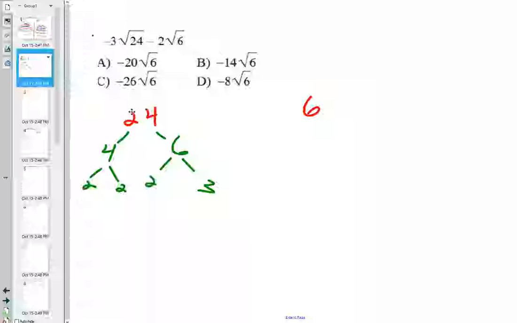So the way I like to show it, I like to just stick to prime numbers. What's a prime number? No, you're thinking of perfect squares. What's a prime number? A prime number is a number that can only be divided by 1 and itself.